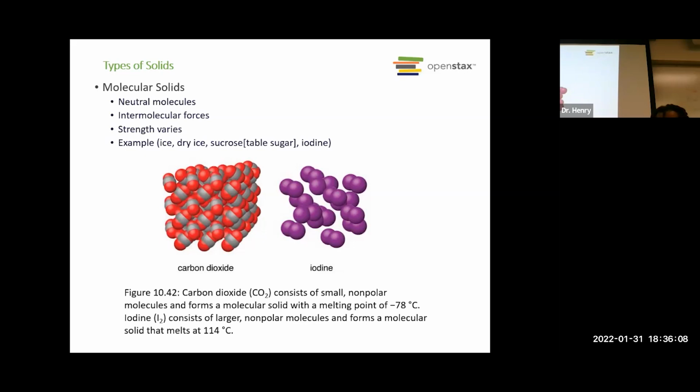Okay. So in the case of carbon dioxide, we know it is nonpolar. We know that its melting point is negative 78 degrees Celsius, right? And then iodine, which is basically nonpolar as well, its melting point is 114 degrees Celsius, right? So you have these two molecular compounds that behave quite differently from each other. Okay.